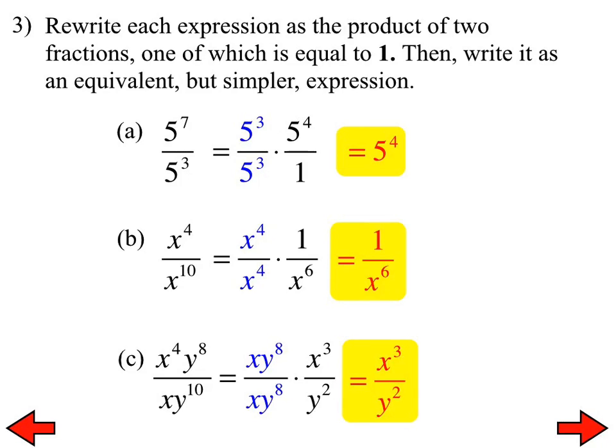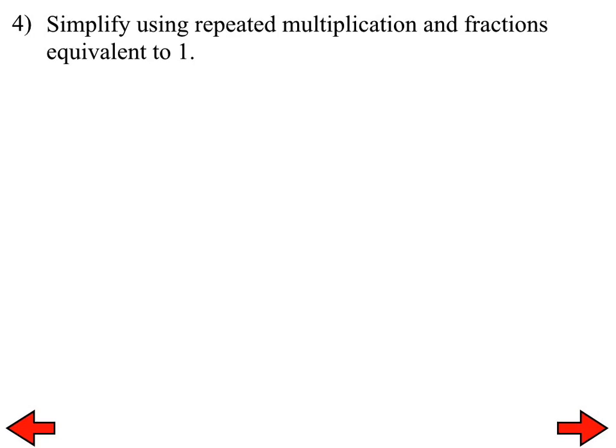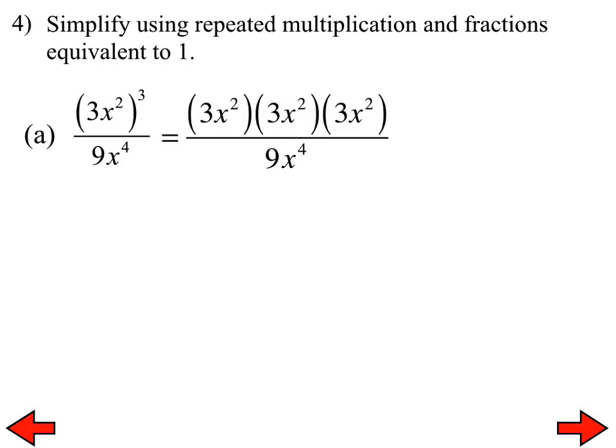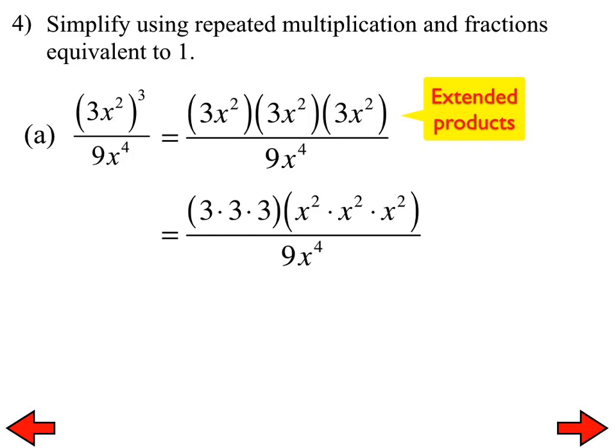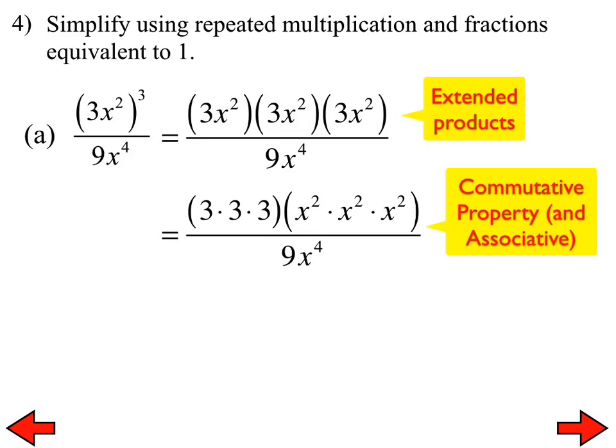All right, let's keep going here. Number 4, simplify using repeated multiplication and fractions equal to 1. So we're going to go through this one together, and then I will have you try part B. So in the numerator, I would write that out using extended products, like that. Then, for me, I would, in my head at least, use the commutative property and gather all of the coefficients together and gather all of the x squareds together.